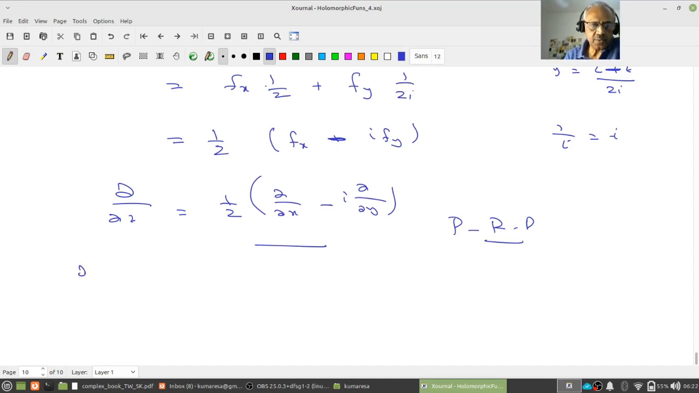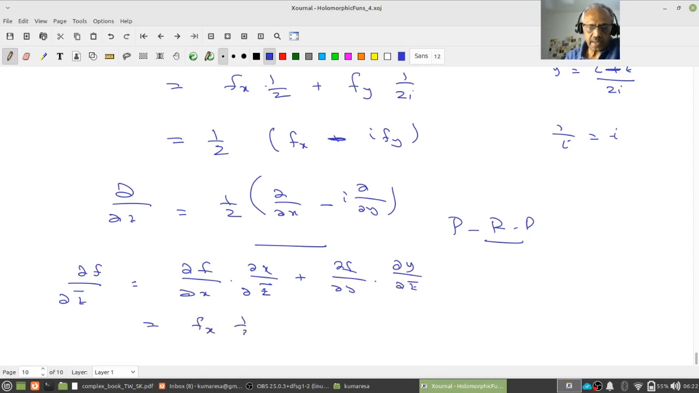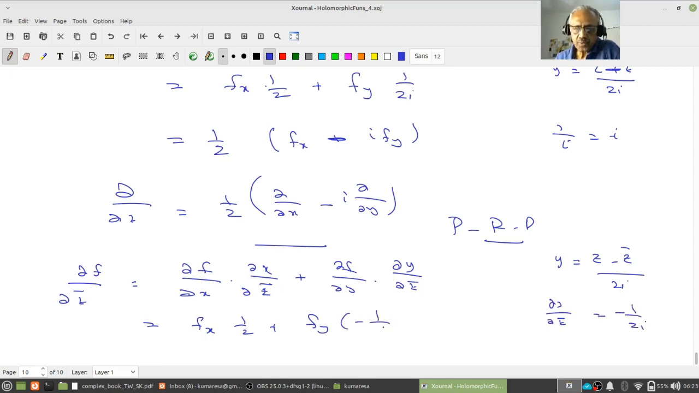Similarly, I can look at del by del z bar of f. That is going to be del f by del x into del x by del z bar plus del f by del y into del y by del z bar. But this is fx and half, this is fy, and remember y is z minus z bar by 2i. Therefore, del y by del z bar will be minus 1 by 2i.